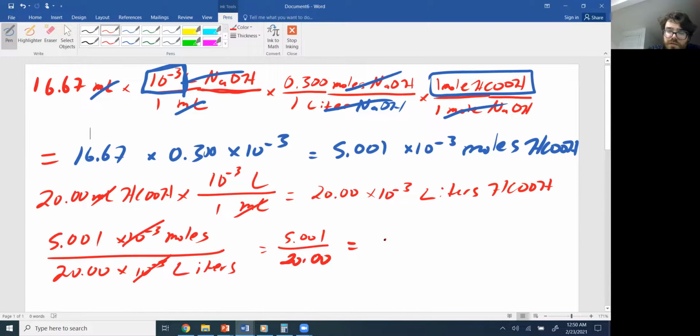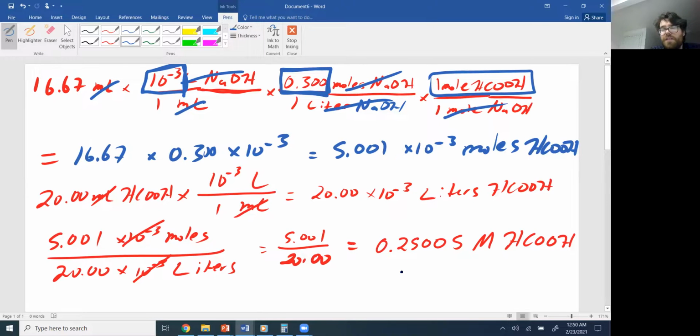This we are going to round. Let's write it out first. This is going to be the molarity of the HCOOH. This we are going to round to have the least precise number of significant figures that matter for this. That was in the molarity for the NaOH. This value had only 3 significant figures. So we're going to round this to have 3, and that's going to be 0.250 molar HCOOH.